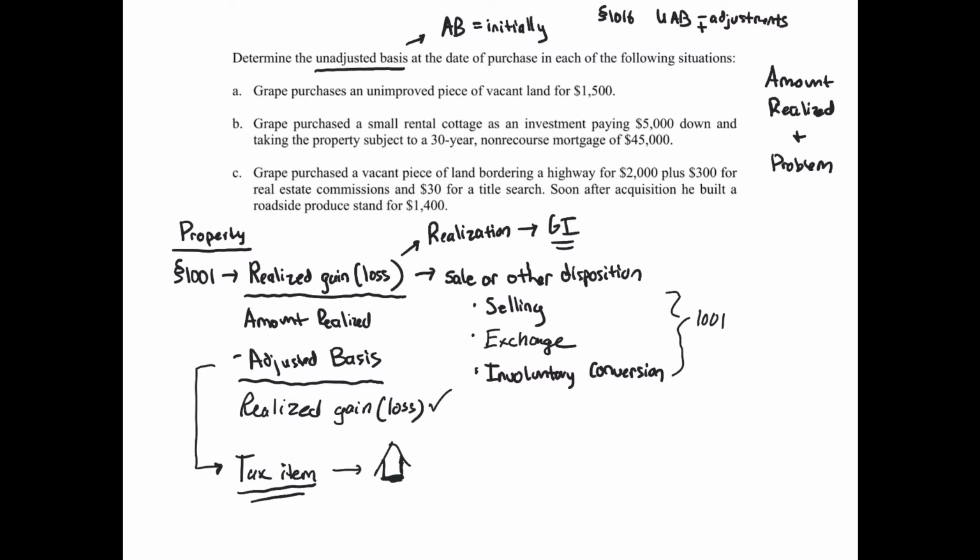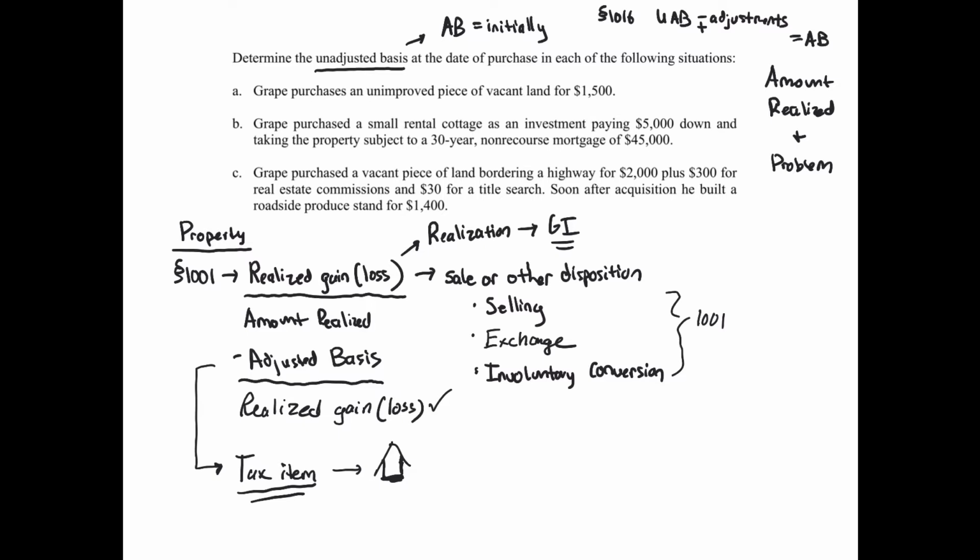We might subtract away depreciation, amortization, or Section 179 expense. Or we might add certain adjustments, like if you improve the property, put on a new roof, add a forklift to a truck that didn't have one before, or add on a room to a house. That's all increasing the basis. So you go from unadjusted basis, apply your adjustments, and that gives you the adjusted basis.